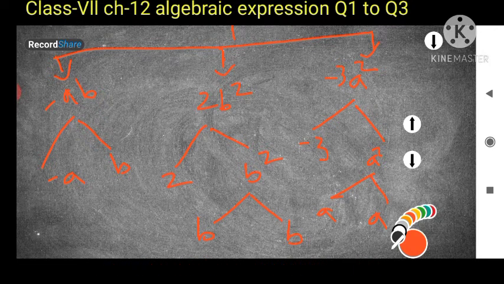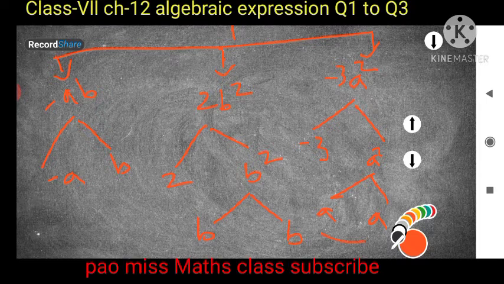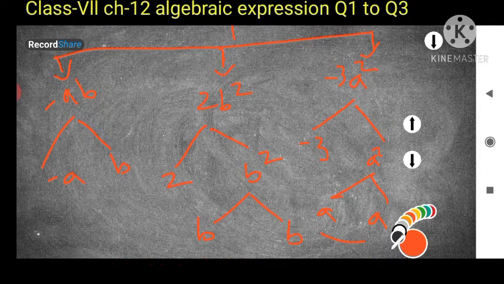Minus also, and you have to factor minus 3 and A square. A square is again A into A. Okay, hope you have understood. So this is very simple. Now come to the next question.